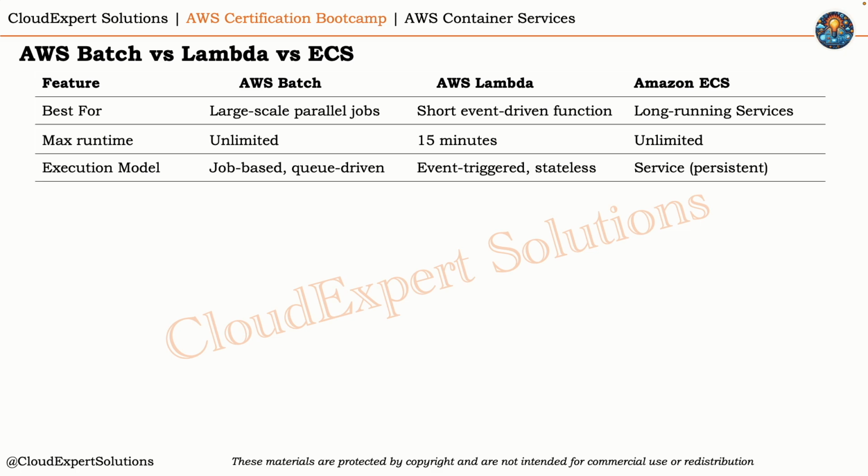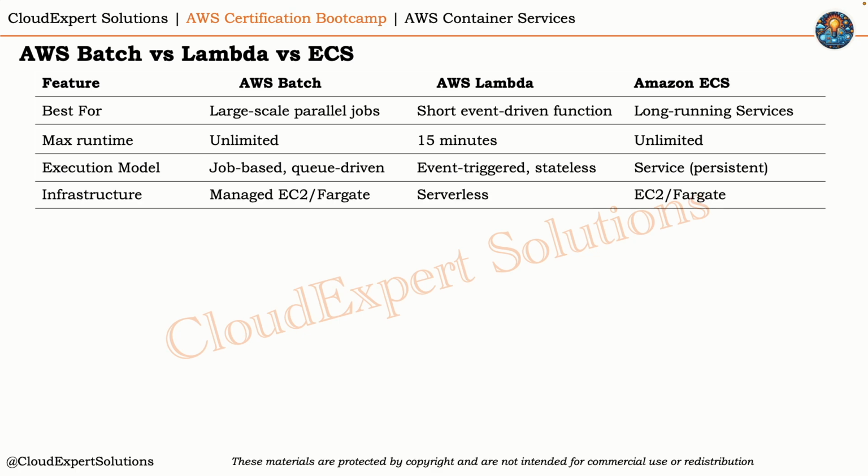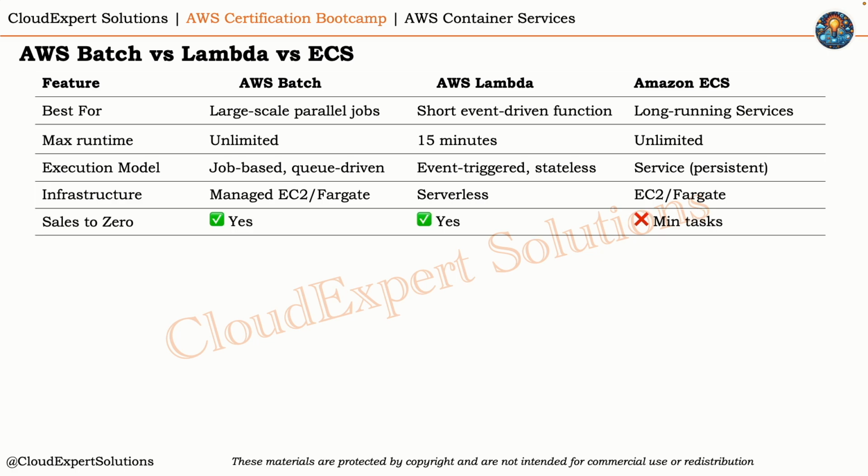AWS Batch is job-based and queue-driven. AWS Lambda is event-triggered and stateless. However, Amazon ECS supports any microservices that run persistently, and it supports horizontal scaling. In terms of running infrastructure, AWS Batch can be run on managed EC2 or in Fargate. AWS Lambda is serverless, you don't have to manage any infrastructure, and Amazon ECS can run either on EC2 instances or Fargate. If you want to scale it to 0, you can do that with AWS Batch.